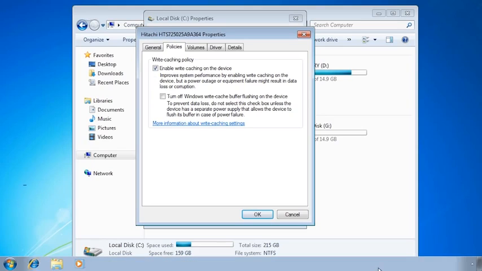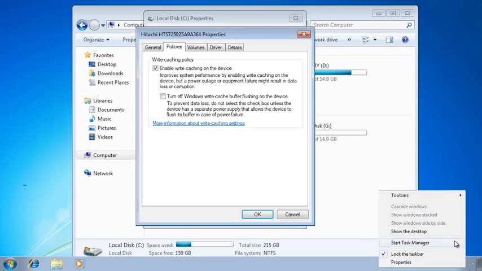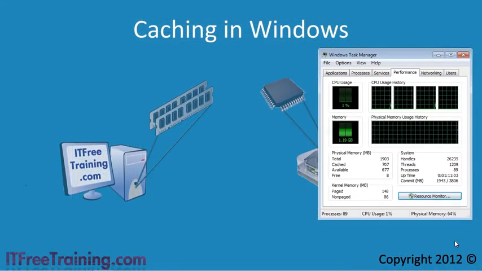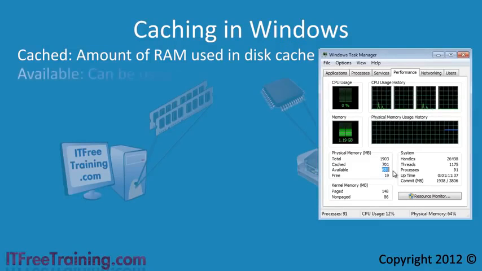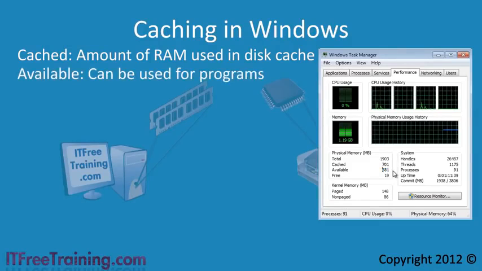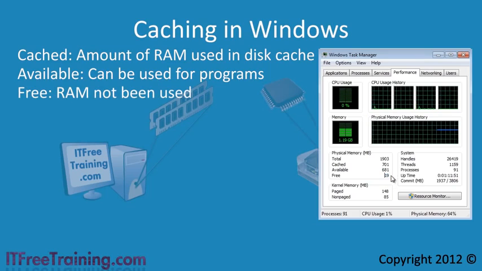If I right-click on my taskbar and select Start Task Manager, you will notice that under Physical Memory there is a figure for cached. This is how much memory the computer is currently using for the cache. The cache is dynamic, meaning that it will automatically get bigger and smaller as required. Under this is a figure called Available. This is how much RAM is available for programs at any one time. At the bottom, there's a figure called Free. This is a very small percent. This is how much RAM is not being used.